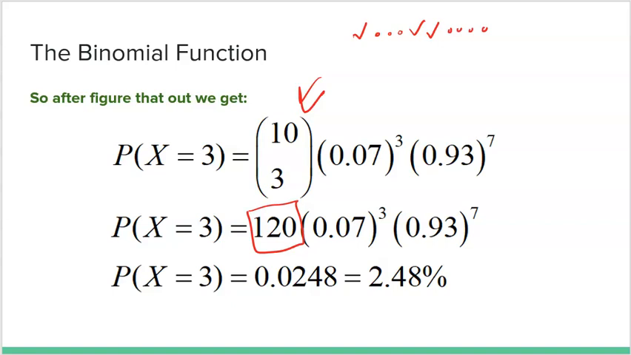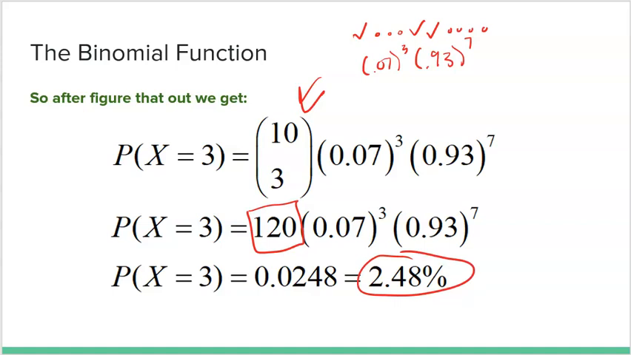You have to understand that those check marks are worth 7%, and there's 3 of them. The failures are 93%, and you have 7 of them. But the hard part is figuring out how many different ways you can have those 3 check marks. I don't want you to have to worry about that. I want you to use the calculator that tells you 120. So then all you got to do to find the probability of 3 successes is multiply the 120 times 0.07 to the third times 0.93 to the seventh, and voila, you get the answer, 0.0248, 2.48%.